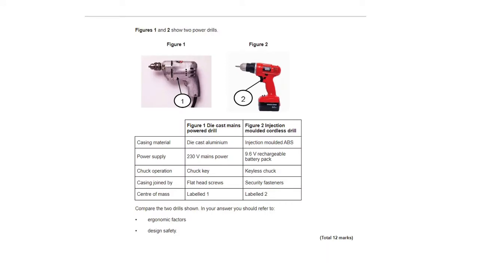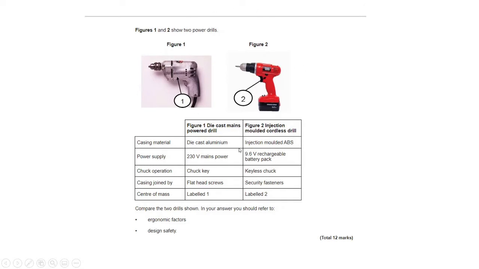So obviously it's showing you two similar products. It's showing you two power drills. It'll give you all of the information it wants you to use. It's not going to try and trick you or anything. It's telling you what they're made from. One is made of die-cast aluminium, and it's telling you the power supply, how to change the drill bit, and where the center of mass is. Same with the plastic one. It's telling you it's injection molded out of ABS. It's telling you its power source. It's telling you how it all works.